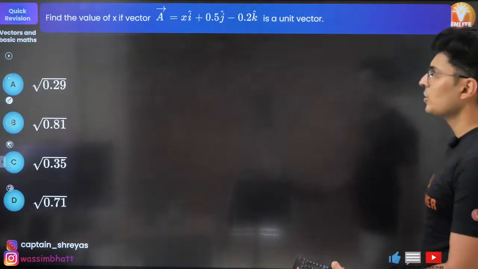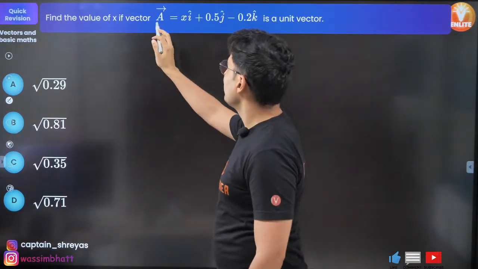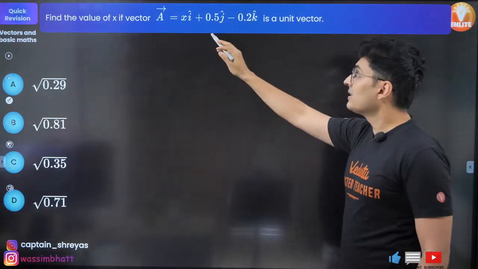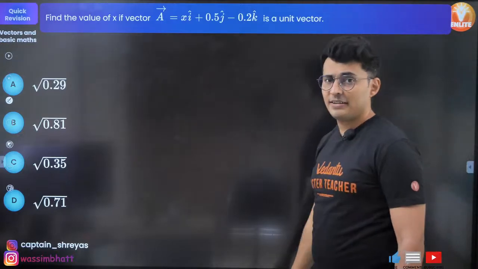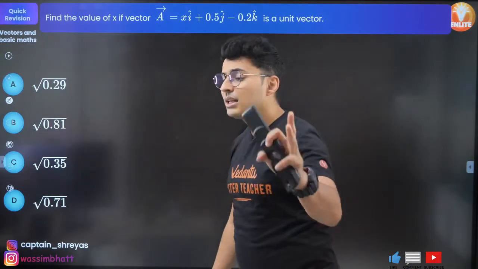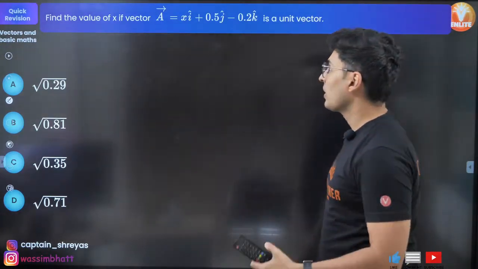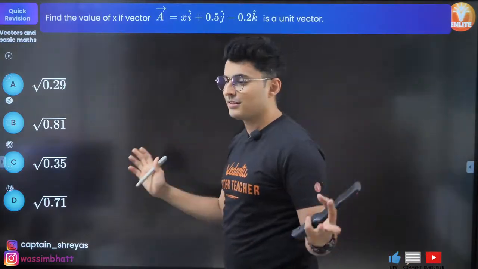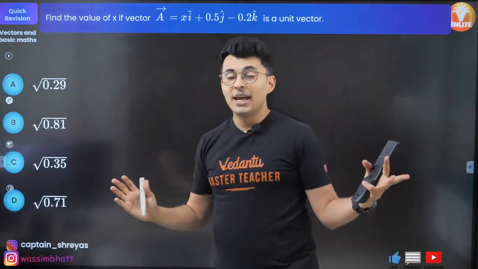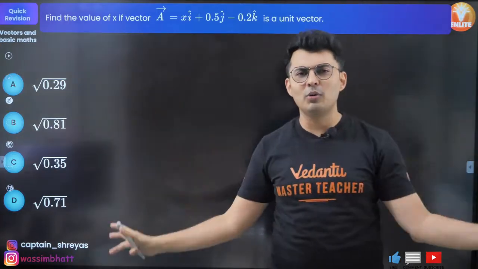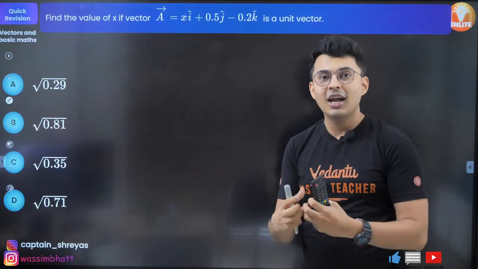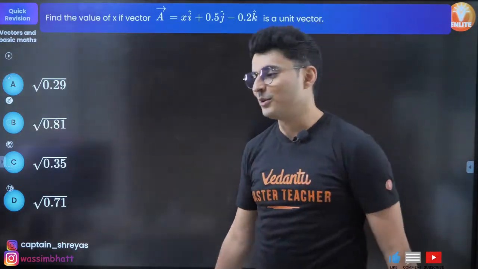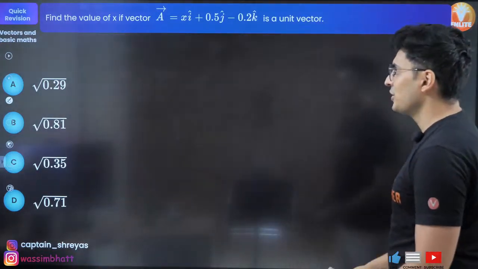All right. Next question. Find the value of x if the vector here, something i cap plus something j cap minus something k cap, is a unit vector. If this is a unit vector, then what do you think is the value of x in this question? Come on. And after this, I'm going to do an amazing, mind-blowing problem for you that will probably give you a lot of interest and will blow your minds also. All right, let's see if you can do this question.